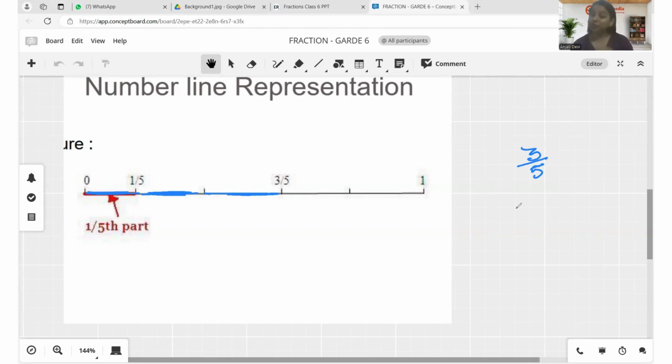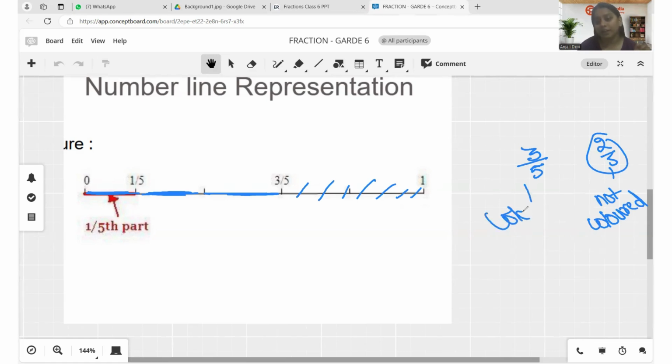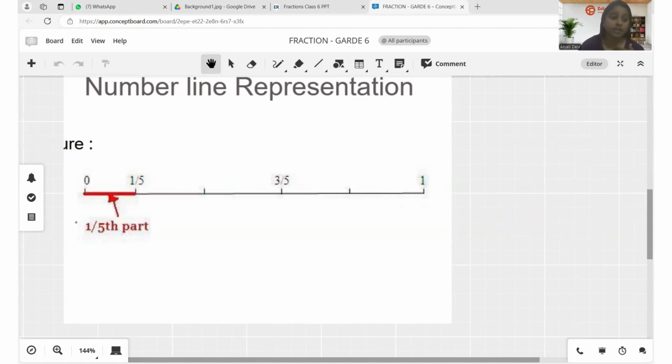Now the question becomes, if I swap the question and ask you how many divisions are not marked with blue, you're going to count one part, two parts. So out of 5, you can see two parts not colored blue. So it will become 2 by 5 not colored and 3 by 5 colored. Isn't it very easy? It's very easy only if we understand how to do it.